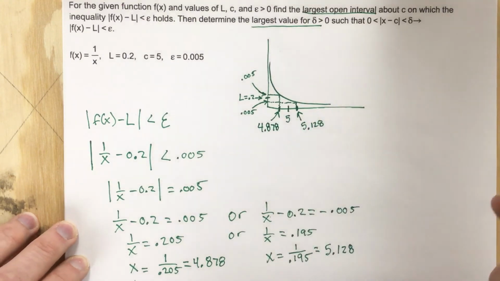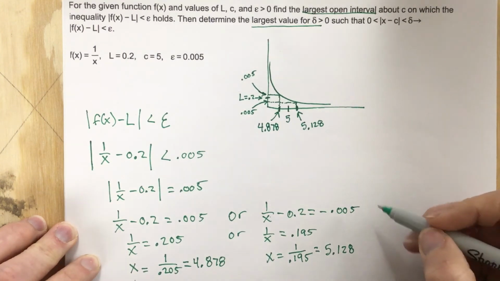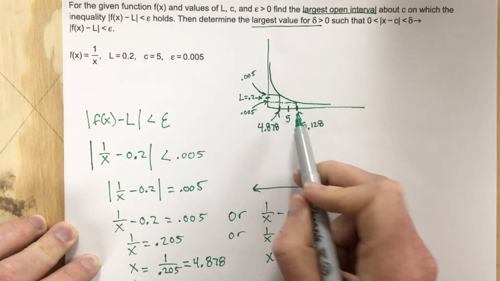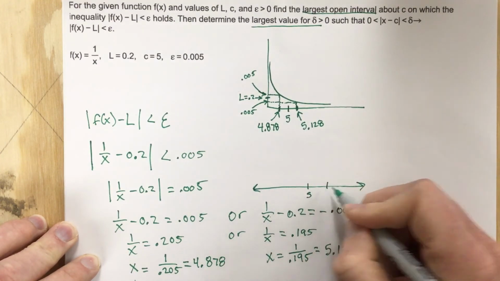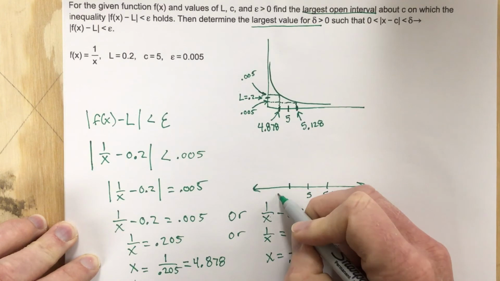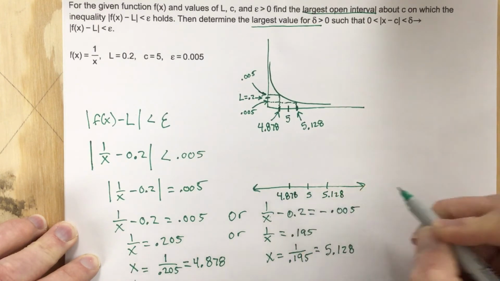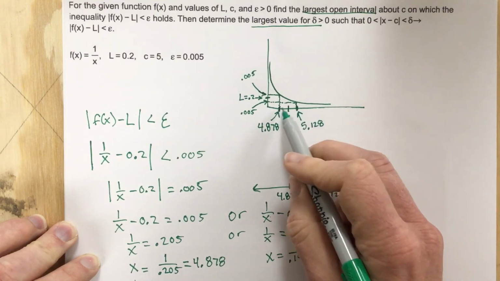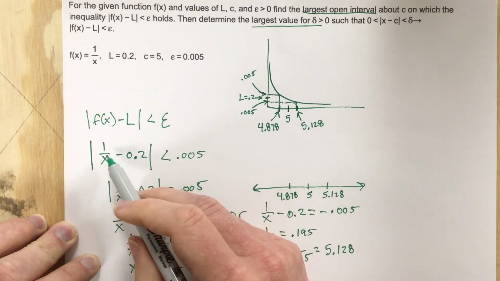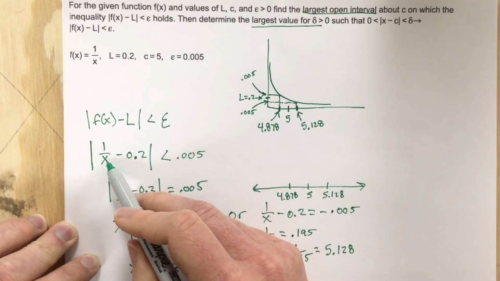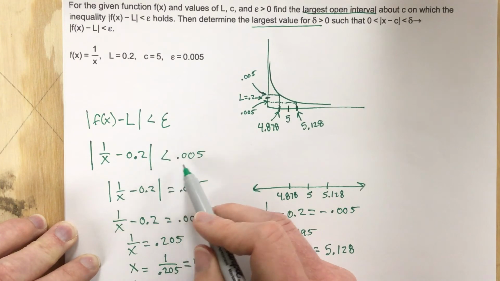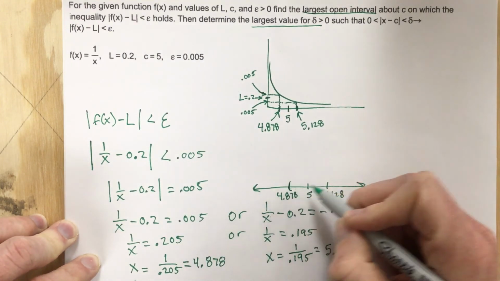Now we need to check this on a number line. I'll put 5 in the middle, with 5.128 on one side and 4.878 on the other. I'm going to double check that our solutions run between these two points. The less than sign gives it away, but we can check anyway. Plugging in 5, we get 1 divided by 5, which is 0.2, minus 0.2, that's 0. The absolute value of 0 is less than 0.005, so our solutions run between these two spots.